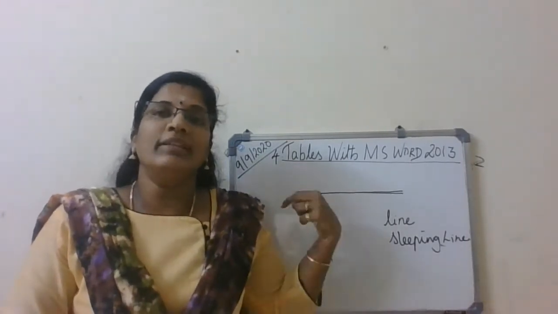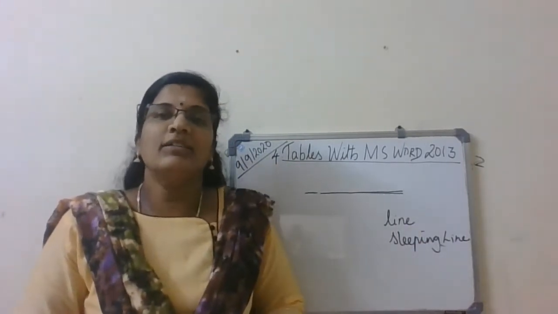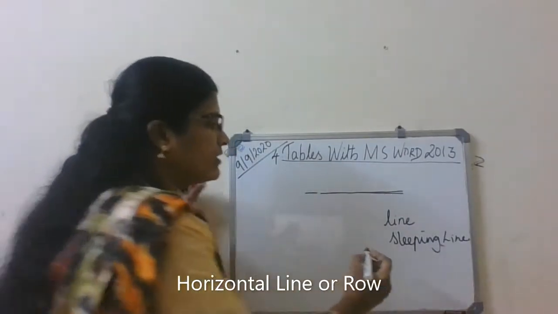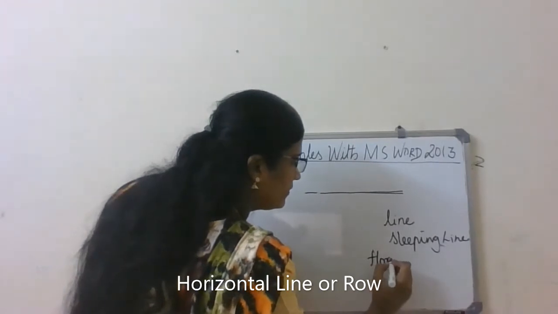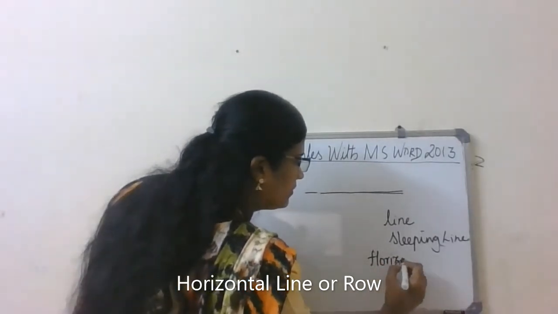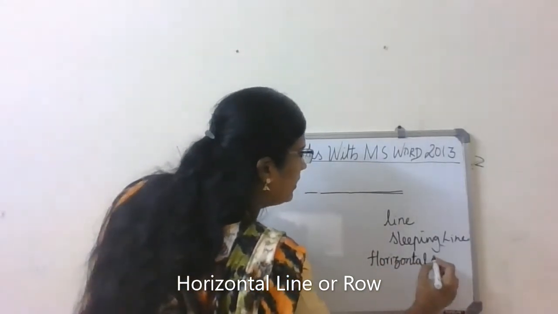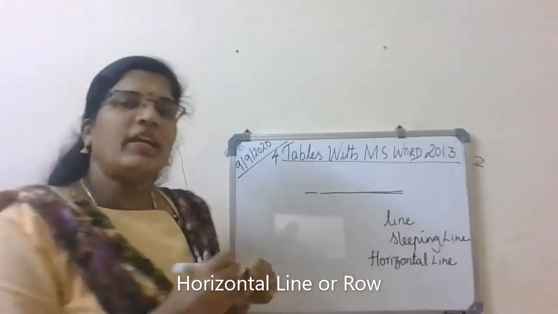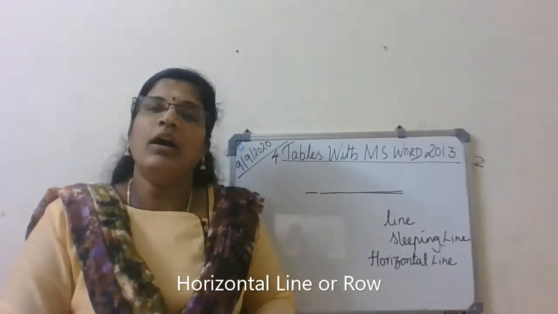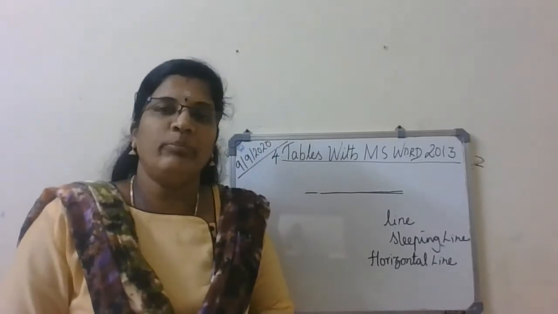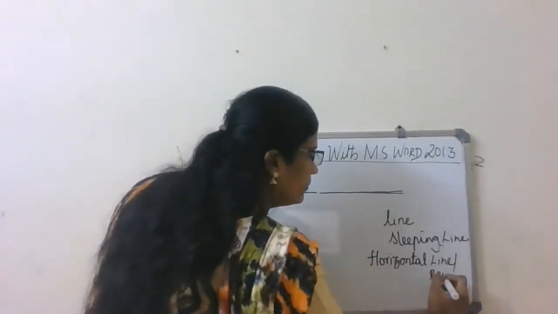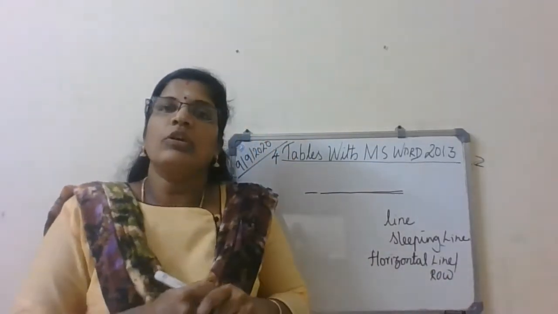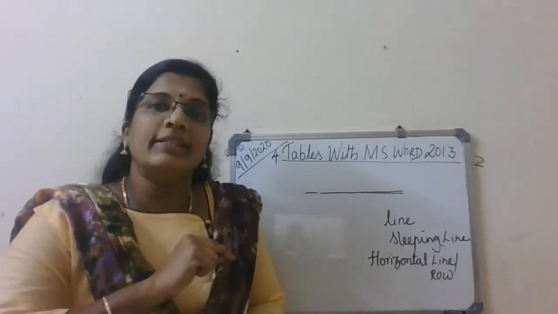We can call this a horizontal line. This is a horizontal line. Let me write the spelling here. H, okay. Horizontal line. We can call it a horizontal line or we can call it a row. It's a row. So if it's a horizontal line, that means it's a row.